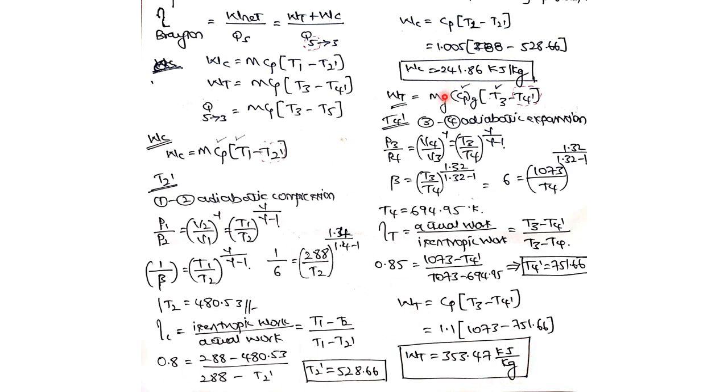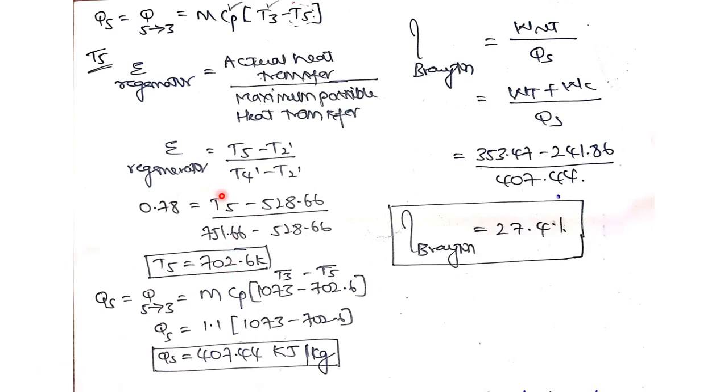After that, now we will find out what is the heat supplied. So I told you in the regenerative gas turbine cycle, the heat supplied is from state 5 to state 3. So it is final minus initial, so T3 minus T5. You know the value of Cp of gas, you know the value of T3, but you don't know T5. How will you find out T5?